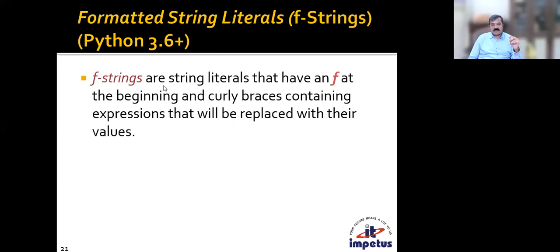But this is not available in the older versions of Python. It is not backported like the format method was backported to Python 2.7. ये backported नहीं है. That means version 3.6 onwards ही support करेगा. पुराने version में this will not work. Let's do it. So we have formatted string literal or F string. F strings are string literals that have F at the beginning and curly braces containing the expression that will be replaced with their respective values. यानी string ही है, but string की शुरुआत में F डालना है आपको.